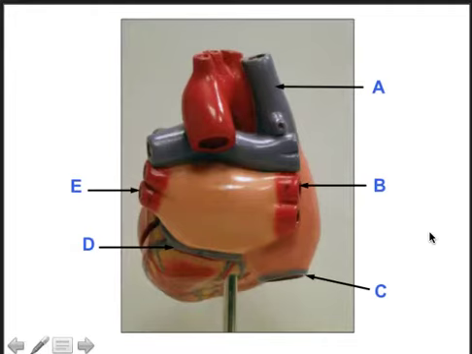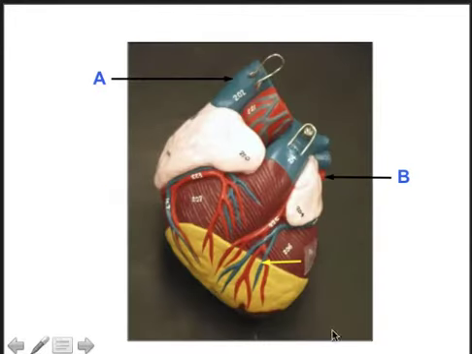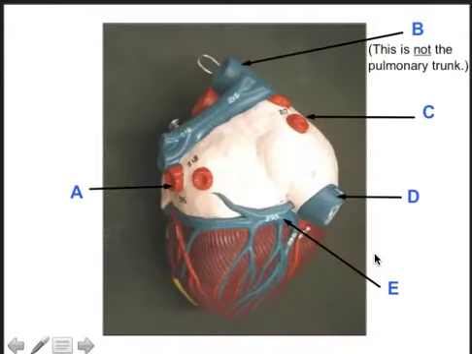Okay, moving on. A is pointing to the superior vena cava, and B is pointing to the left pulmonary vein. Those are the auricles. There's the aorta and pulmonary trunk. Okay, this is a view of the back side of the heart. A is pointing to the left pulmonary vein, B, the superior vena cava, C, the right pulmonary vein, D, the inferior vena cava, and E, the coronary sinus.